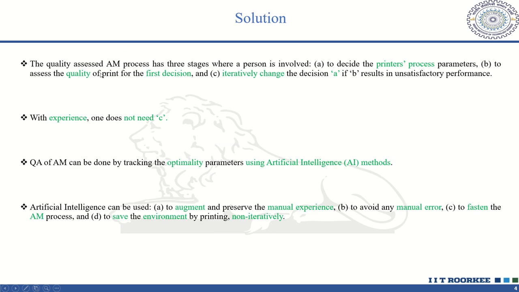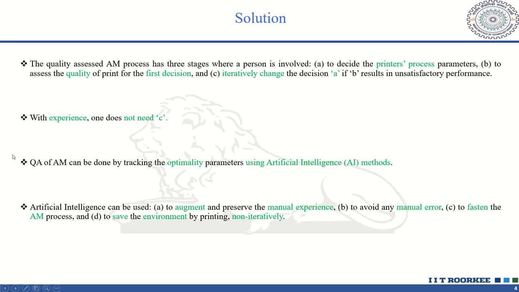Thus, the quality-focused AM process where an operator is involved consists of three stages. Firstly, selecting the process parameters. Second, assessing the quality of the 3D printed sample based on the first decision, and then iteratively changing decision A if the quality is not satisfactory. However, with experience, iteratively changing decision A is not required.